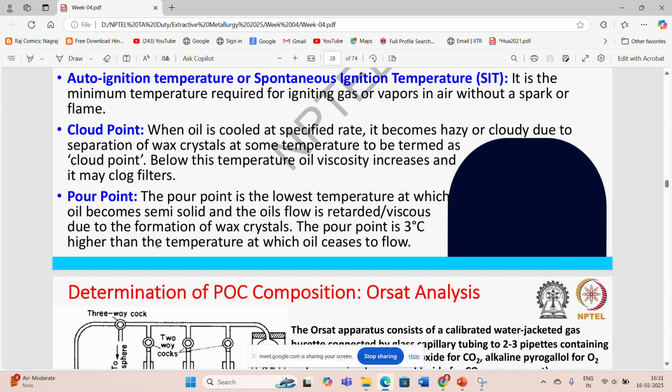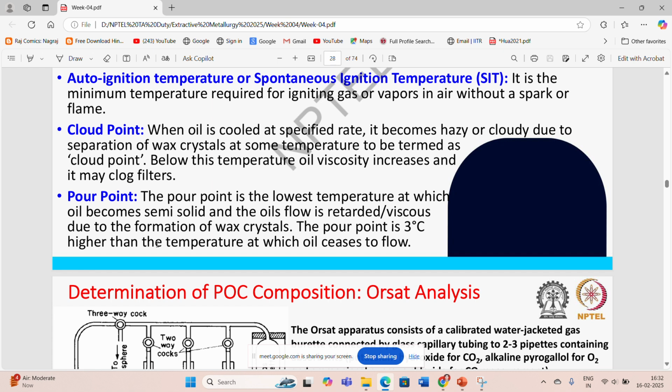So if we talk about this cloud point, the perfect example is the difference between automobile fuels, diesel and petrol, and jet fuel. The difference between jet fuels and automobile fuels is the difference in their cloud point.